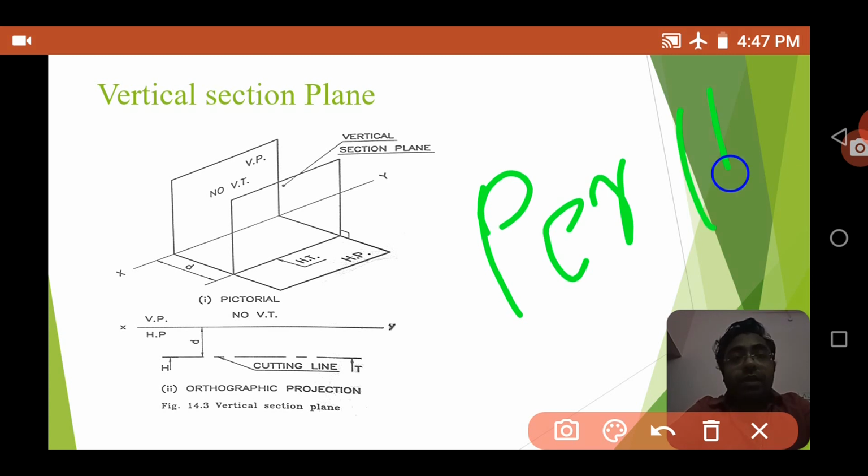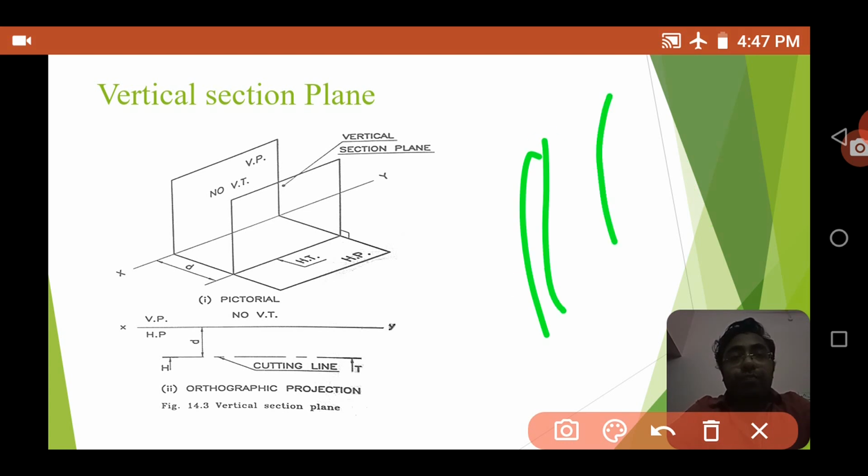Horizontal plane means HP, and parallel to VP. See, that is what happens here actually. So it is perpendicular to the horizontal plane and parallel to the vertical plane. So that is the case of the vertical section plane.